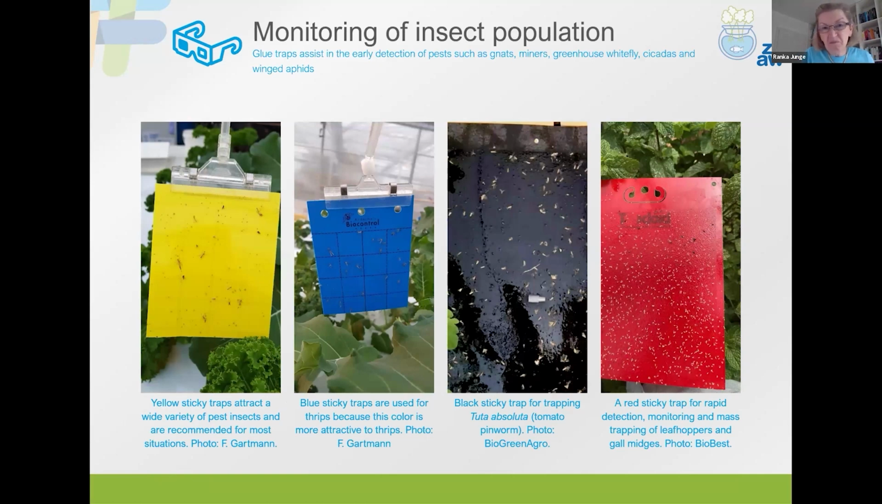So there are actually 4 types of sticky traps. Yellow ones are for all kinds of insects. Blue are mostly for thrips. Black are for trapping Tuta absoluta, which is a tomato pinworm. So if you don't grow tomatoes, you don't necessarily need those. And the reds are for leafhoppers and gall midges. So one has to consult the website of, for instance, BioBest and see what kind of traps are for what, but in doubt, you just at least put there some yellow sticky traps.